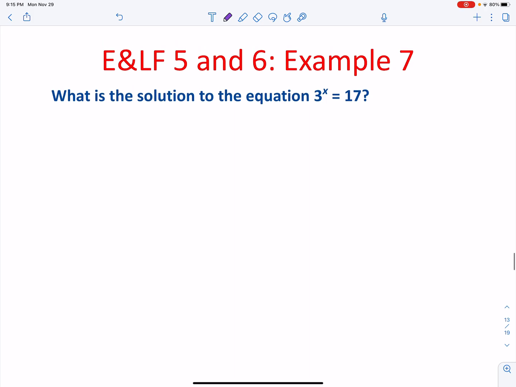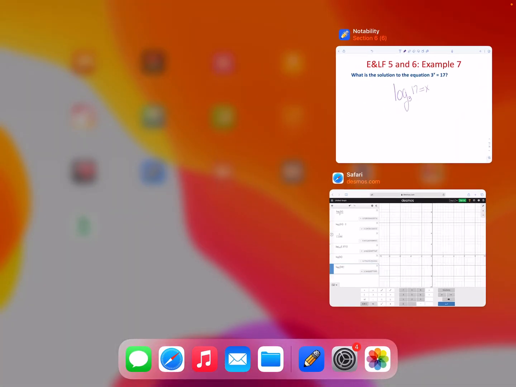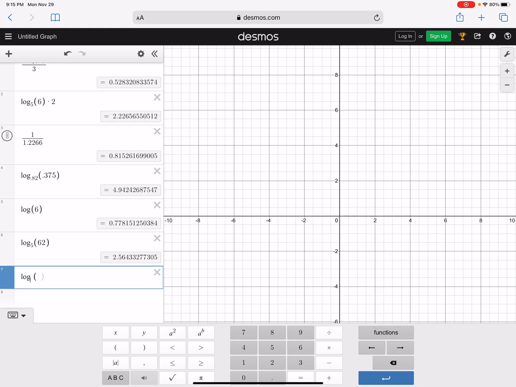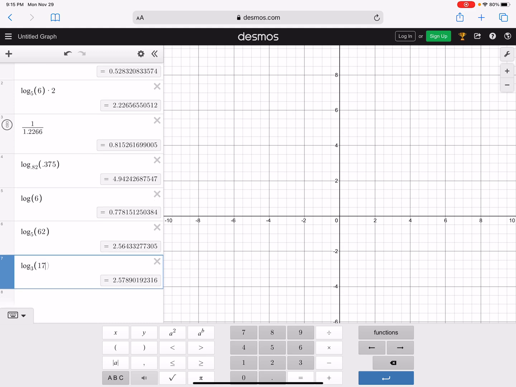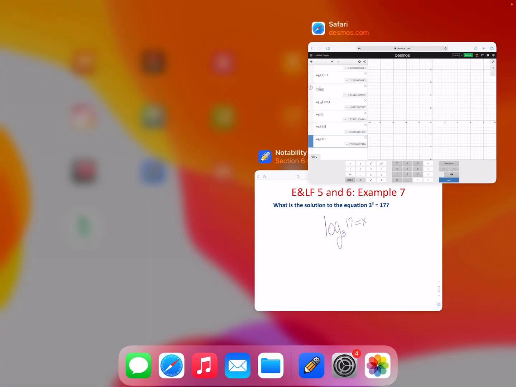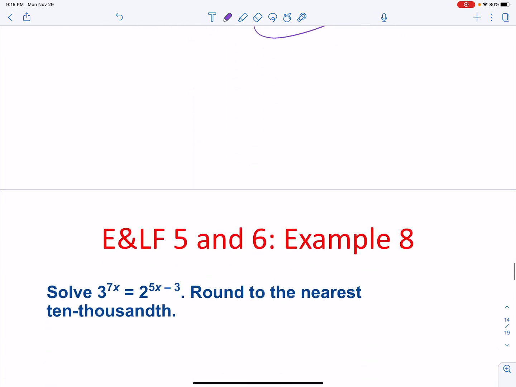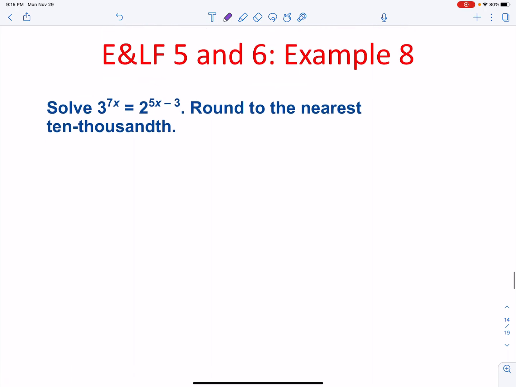All right, so same thing here. I'm going to do the log base 3 of 17. Because to find the exponent, I'm going to type that into my calculator. The log base 3 of 17. And it's 2.5789. Okay. All right, so now we did these two.